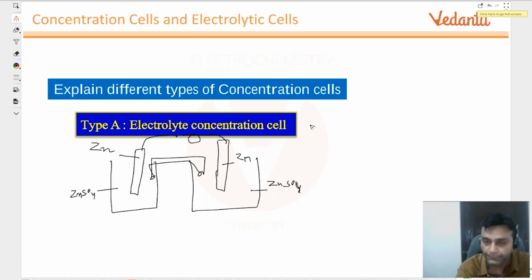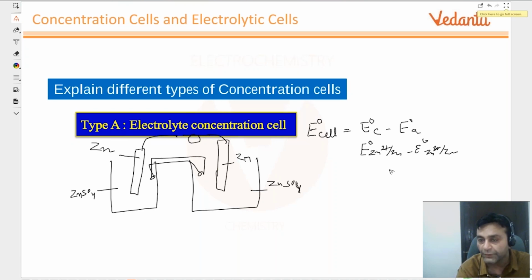It means I should say E0 cell is equal to E0 of the cathode minus E0 of the anode. Both values are the same: the reduction potential of zinc minus the reduction potential of zinc. It will come out to be equal to 0 and the cell will not work, right? This is what you want to convey to me, right? But I'll make it happen. See the magic of chemistry now.